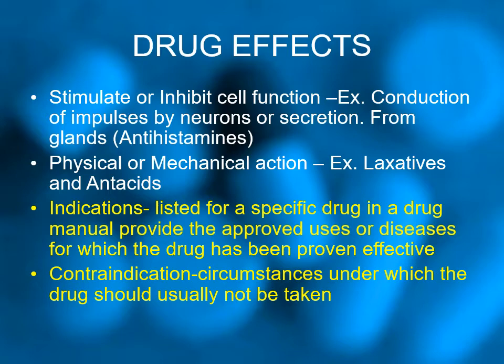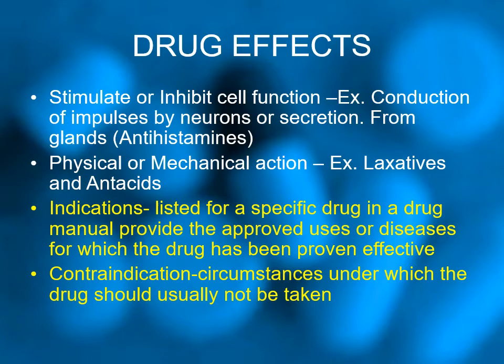Indications are listed for a specific drug in a drug manual, which provides the approved uses or diseases for which that particular drug has been proven effective. Contraindications are circumstances under which the drug should usually not be taken. For example, in the case of renal failure, do not administer a drug that is eliminated by the kidneys because excessive drug will accumulate in the body and cause toxic side effects.